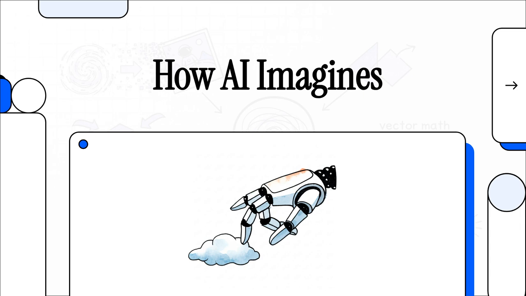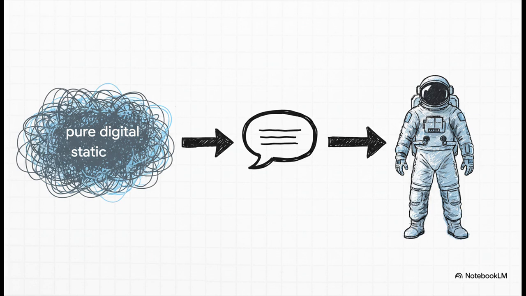Let's get into it. I mean, just look at this. This whole video of an astronaut was made from scratch. There was no camera, no actor, no film set. It literally started as digital noise, like TV static, and was brought to life just by a simple text prompt. It's absolutely incredible and shows you just how far this tech has come.